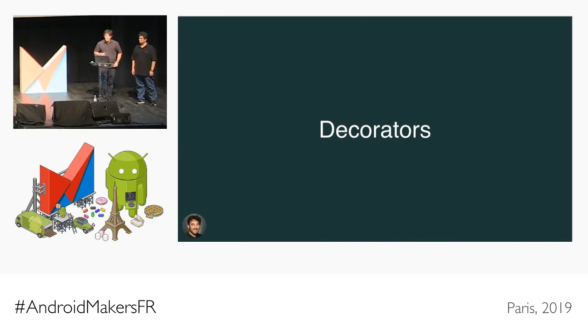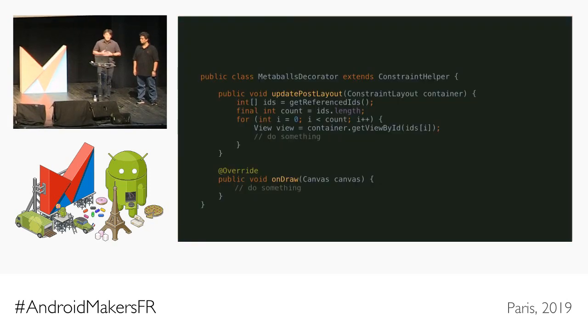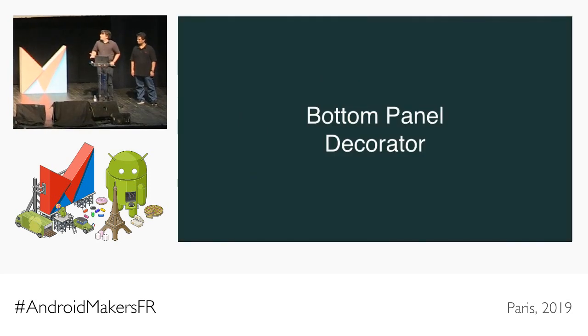So decorator is another idea that can piggyback on this concept of helpers. And the idea is that, well, if I have a helper that can get hold of some reference object, maybe I can do something with it graphically. Because a constraint helper actually, in reality, is a view. So you could do stuff. So here is a quick example.